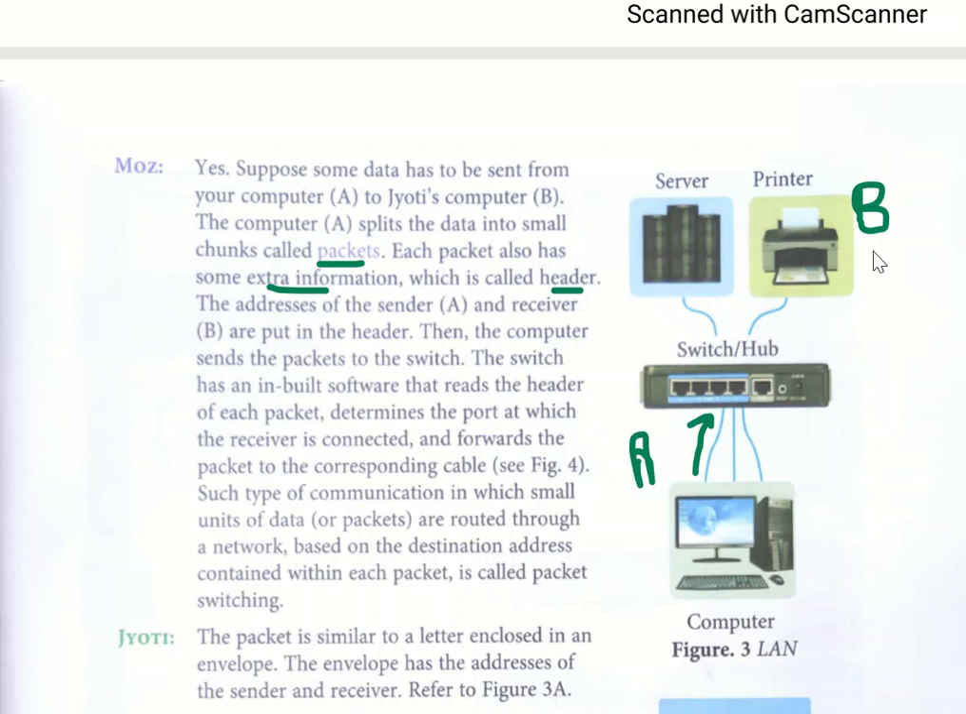The same mechanism is followed in computer networks also. Here, if computer A wants to send a message to printer B, the message gets divided into small chunks, and these chunks are known as packets. And each packet basically contains two things: one is the data and second is the header information. Header information contains the addresses of the sender and receiver, and the process of dividing the messages into packets is known as packet switching.